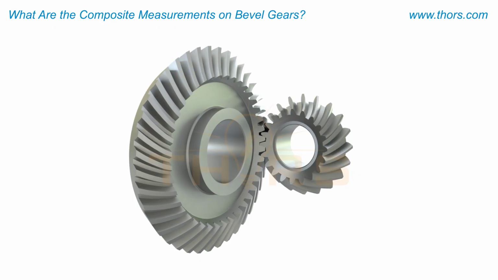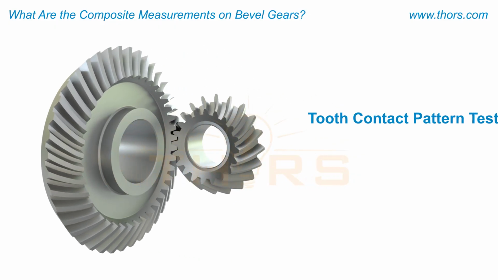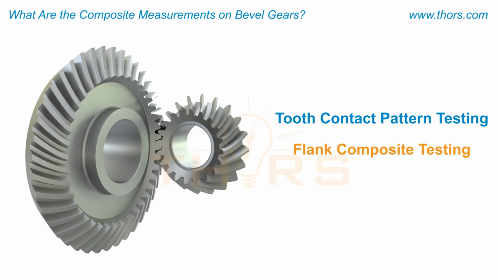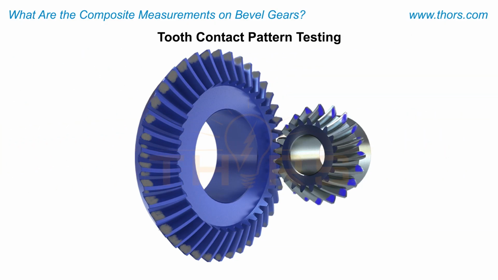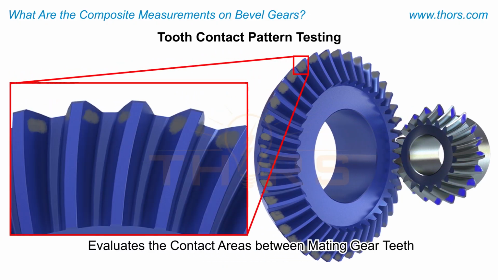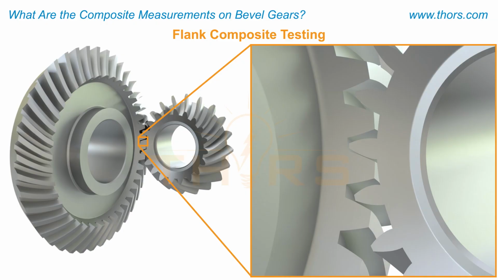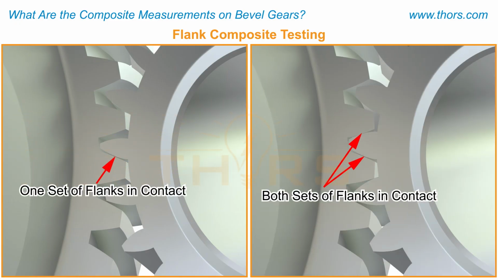The composite measurements on bevel gears typically include tooth contact pattern testing and flank composite testing. Tooth contact pattern testing is an inspection method that evaluates the contact areas between mating gear teeth, assessing their shape and alignment to ensure proper engagement and even load distribution. Flank composite testing is an inspection method that identifies composite deviations by bringing either one set or both sets of flanks in contact using specialized gear test machines.